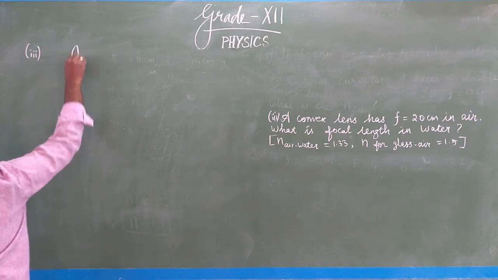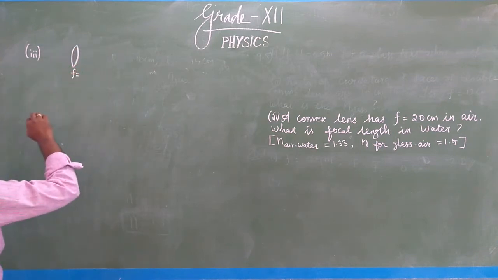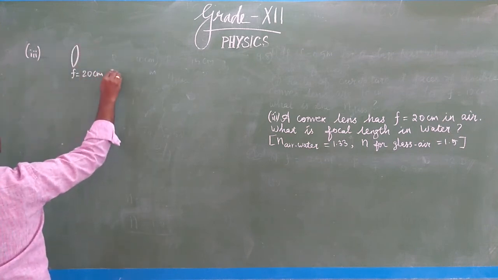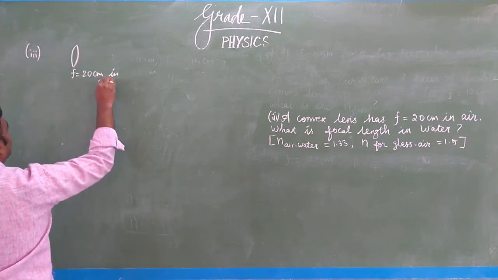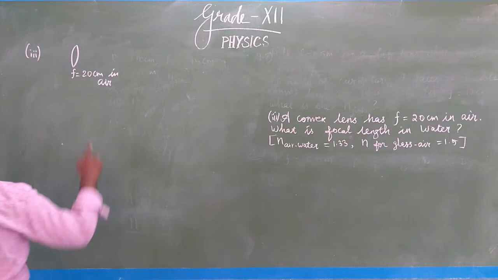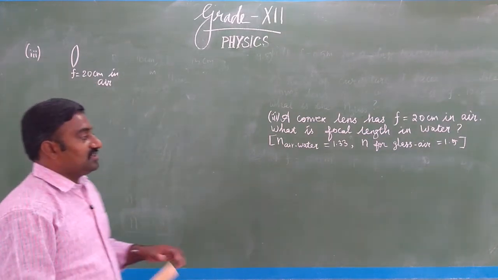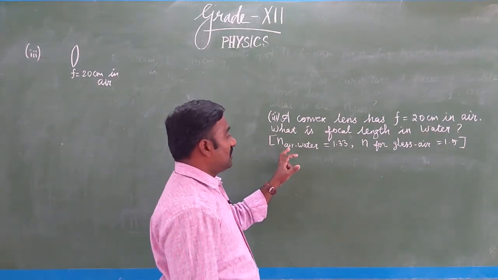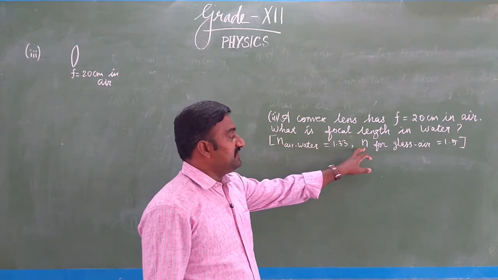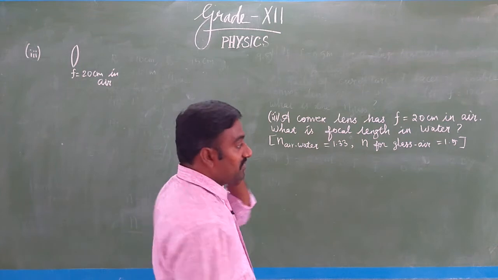A convex lens has a focal length of 20 centimeter in air. If it is introduced in the water, what would be the focal length? Okay, so listen. Hints are also given. The refractive index for the air-water interface is 1.33 and the refractive index for glass-air is 1.5.